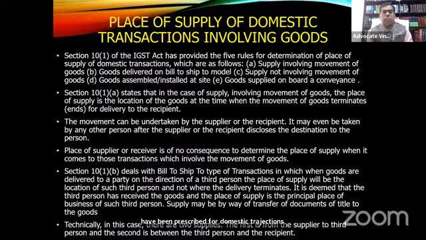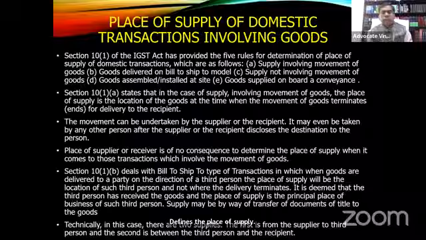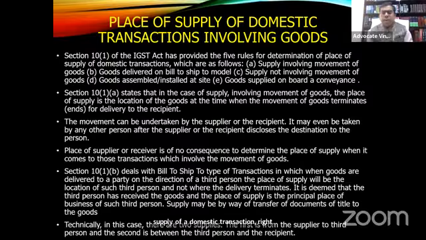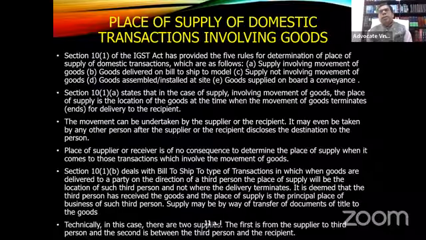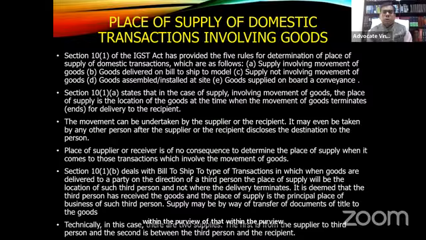Section 10 defines the place of supply. 10(1) defines the place of supply of a domestic transaction. And 10(1)(a), I believe, is the most crucial one, as I believe 80 to 90% of the transactions are covered within the purview of section 10(1) sub clause A.